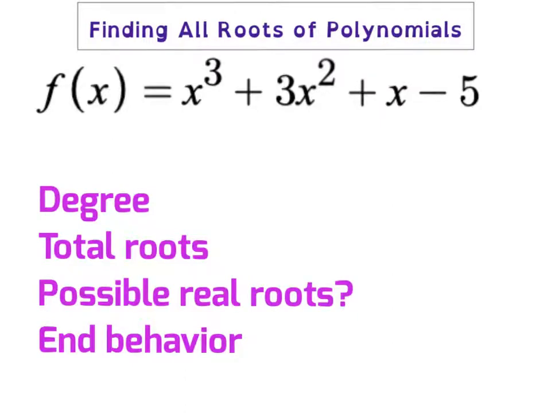The degree of this polynomial is 3, and that's because when this polynomial is in standard form, which it is right now, 3 is the highest exponent. That means it has 3 total roots. These roots can be real or imaginary.